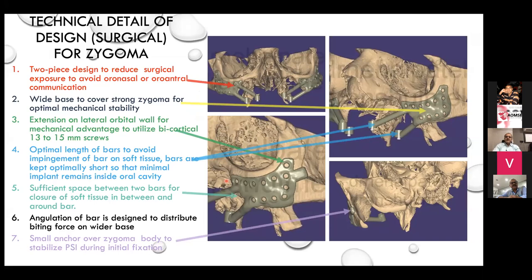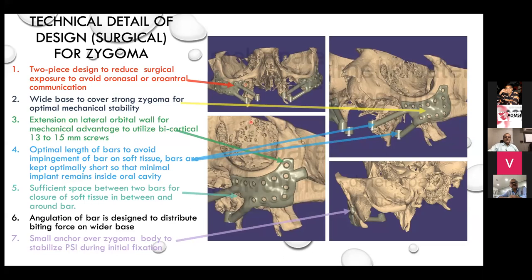The implant is designed keeping in mind both the surgical and prosthetic technicality. It is basically a two-piece design so that you can reduce the exposure. You can make 2 small incisions directly on the zygoma and fix the implant. It's a wide base implant to cover the entire bone of the zygoma for optimal mechanical stability. There is an extension on the lateral orbital wall for mechanical advantage, where you can put a large diameter, large length, 13 or 15 millimeter screw. The bar length coming from the implant is kept optimal so that it does not impinge on the soft tissue, and it gives a self-cleaning area.